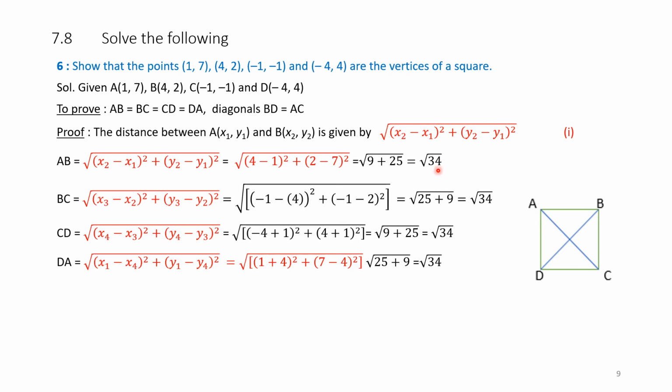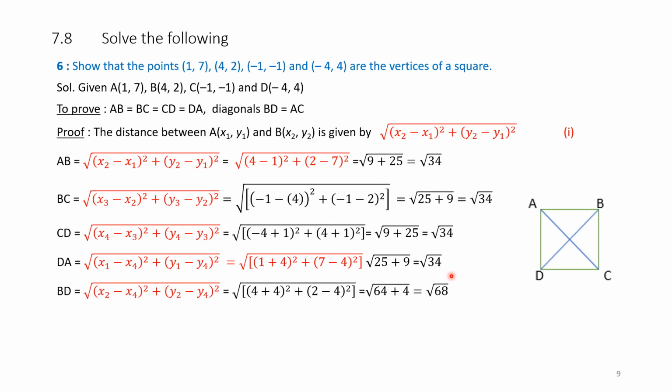Therefore, AB is square root of 34, BC is square root of 34, CD is square root of 34 and DA is equal to square root of 34. Therefore, AB is equal to BC is equal to CD is equal to DA. Hence, these form the vertices of a square.